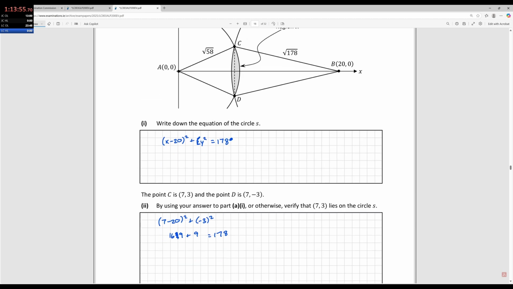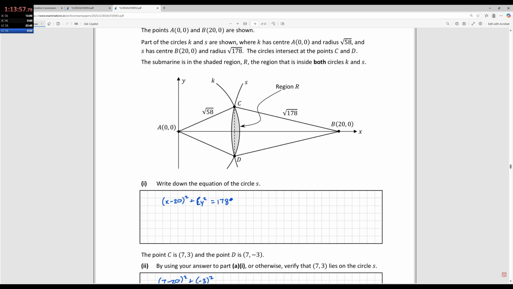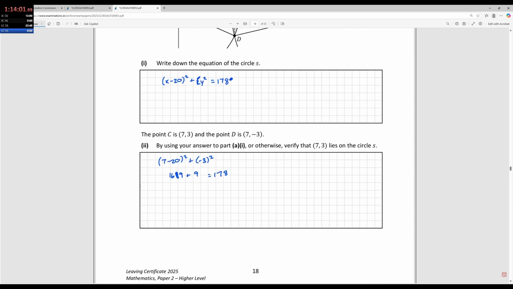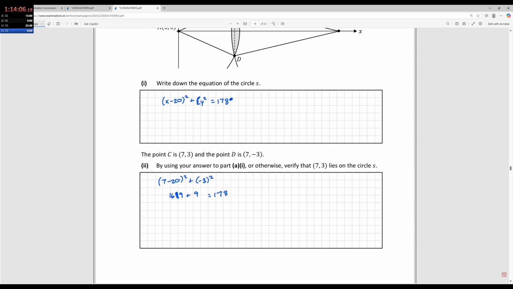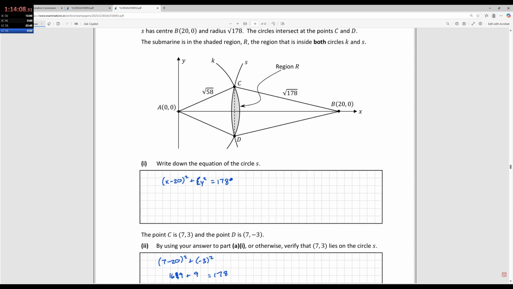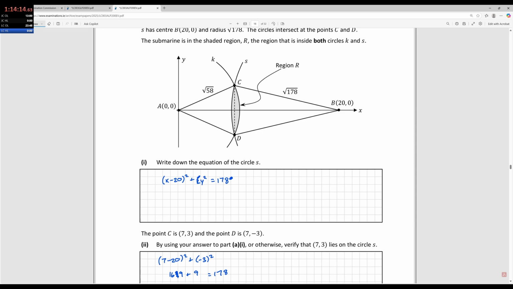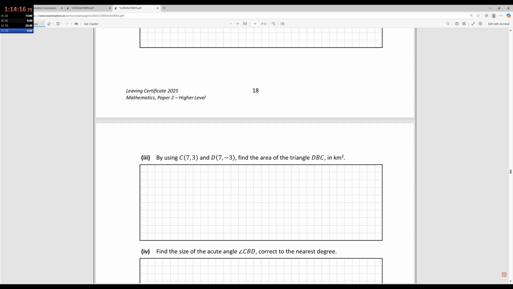Okay, now, technically you could move one of the points to 0, 0, for example take away 20 from all of them, but we can also just use half base times height, because we know the height here goes from 3 to minus 3, so the height is 6. And we know that from here to here is 13. So it should be 39.